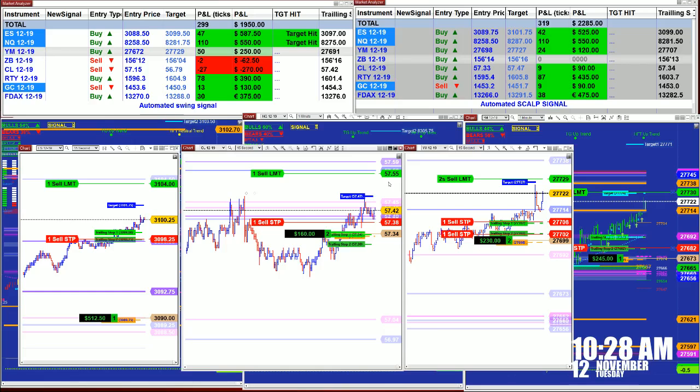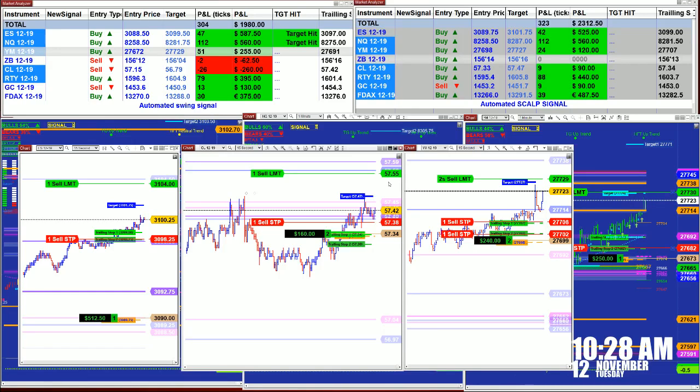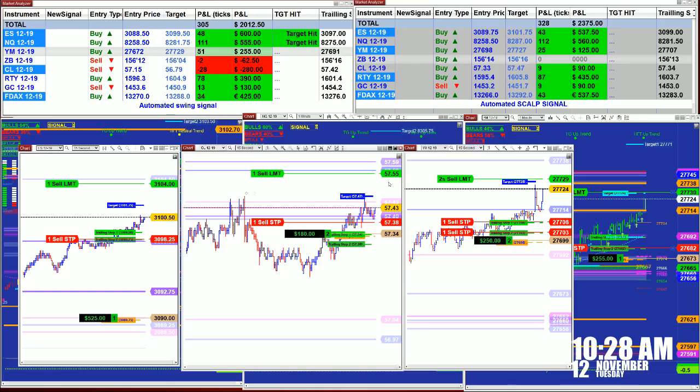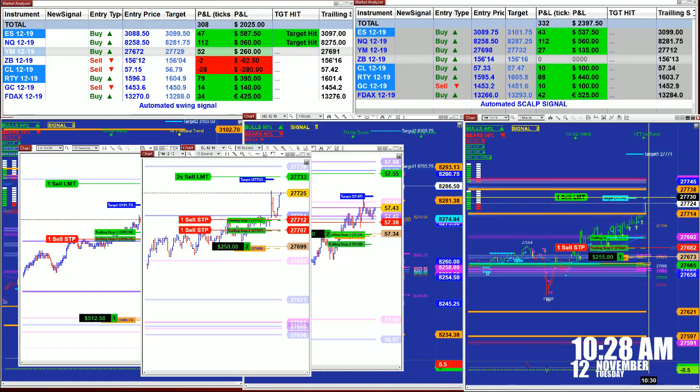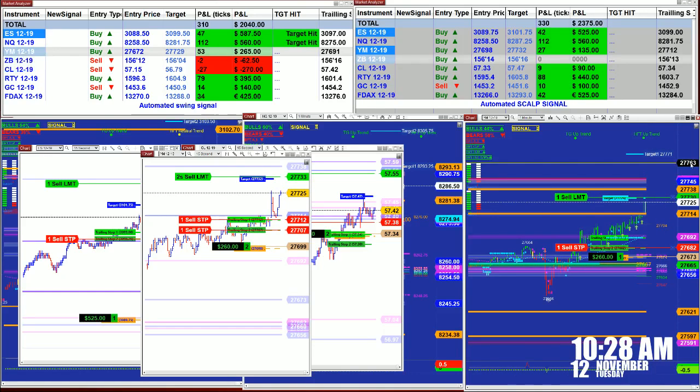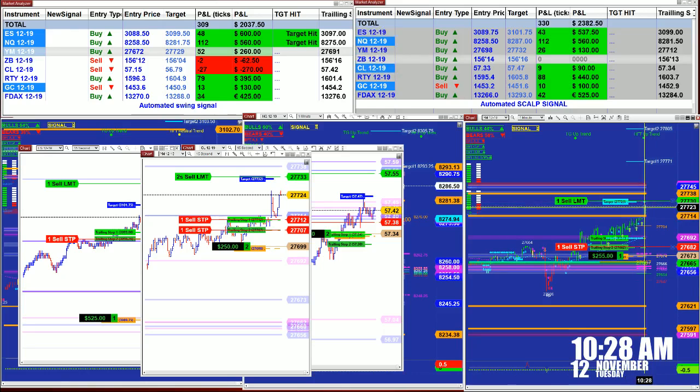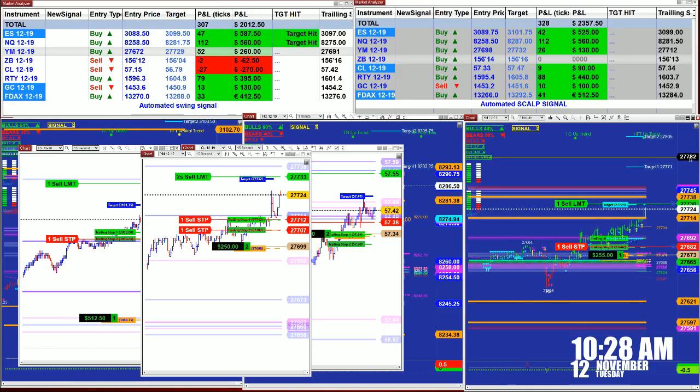The scalper has extended the target to the 7729, and on the swing trading we have 30. So we are about to close the swing trading on one contract at 260.